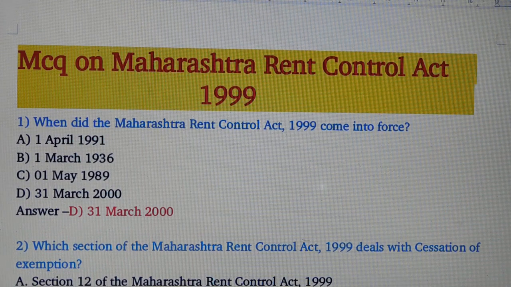Friends, today we will see MCQs of the Maharashtra Rent Control Act.